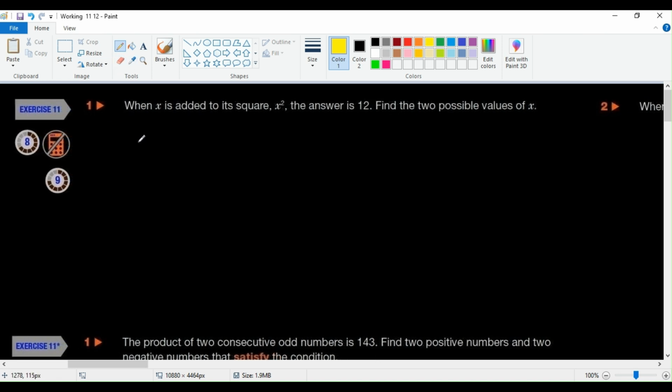As you can see in question number 1, it says when x is added to its square, that means x square is already there, and you are adding x to it, it is equals to 12. Or in other words, we can say x square plus x minus 12 equals 0, that you can see now in a quadratic equation form. Now we need to know what two numbers are multiplying together to give us a 12 and giving us a plus 1.